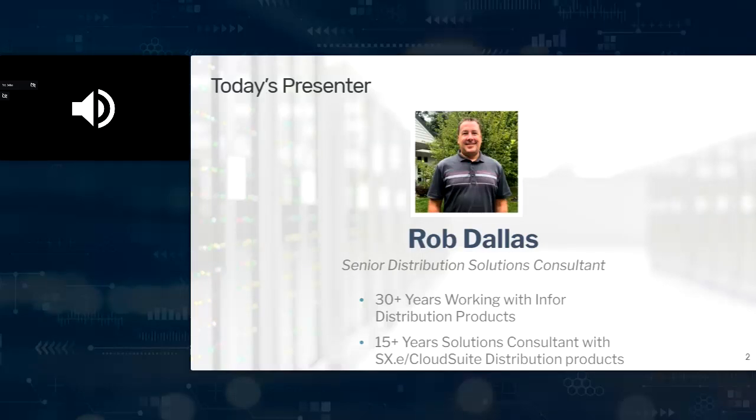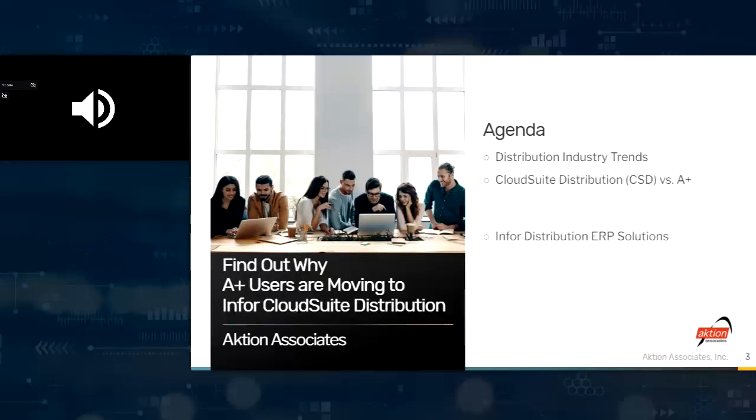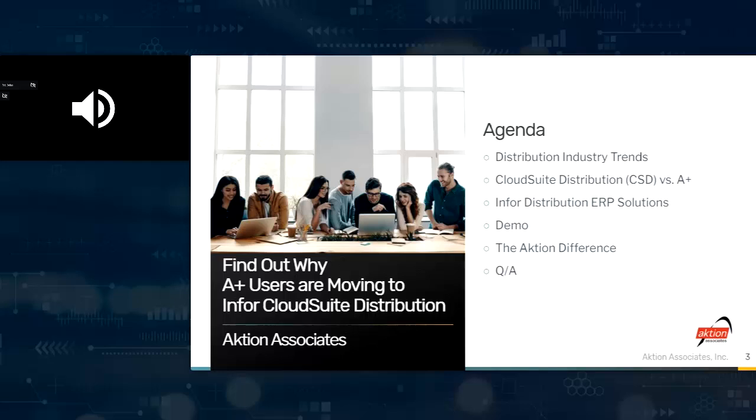So as far as our agenda goes, we're going to start reviewing distribution industry trends. And then I have a slide that I really like to compare and contrast CloudSuite Distribution, or often called CSD, and the Infor A+ product. Infor Distribution ERP solutions, and then finally the demo I talked about. Then also a little bit about the Action difference. Action Associates is the company that Jason and I work for.